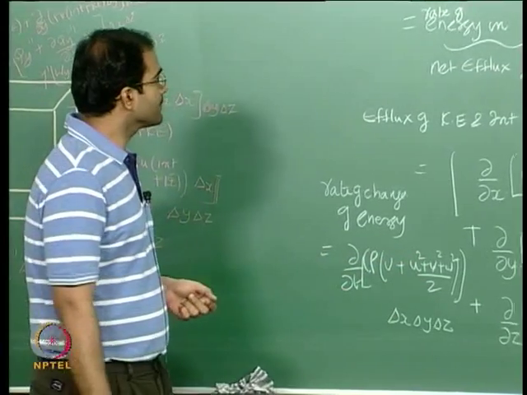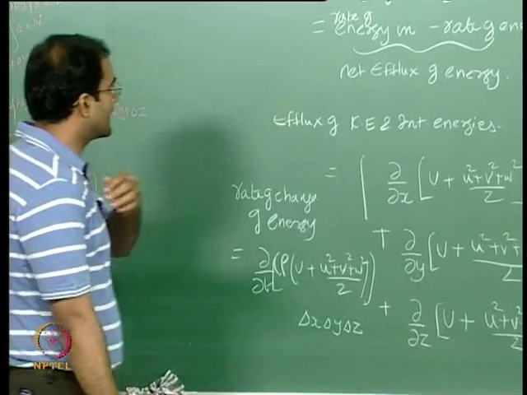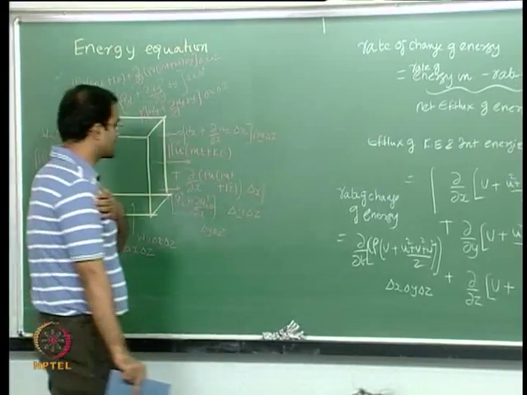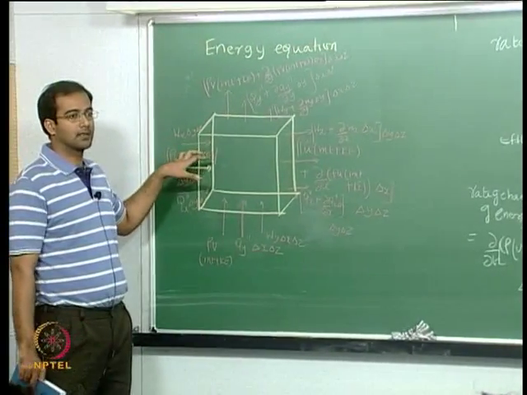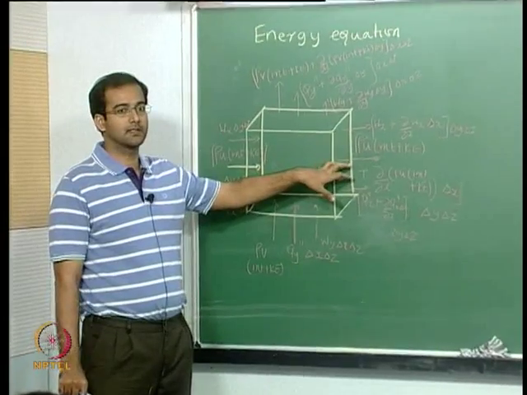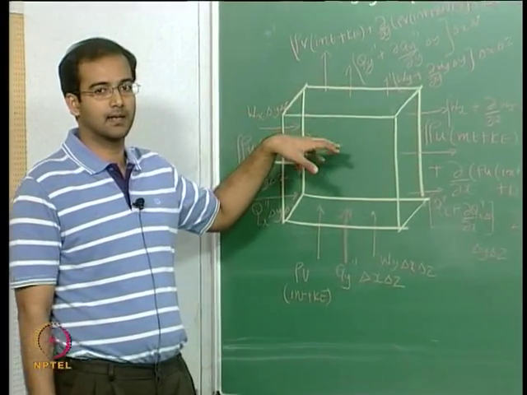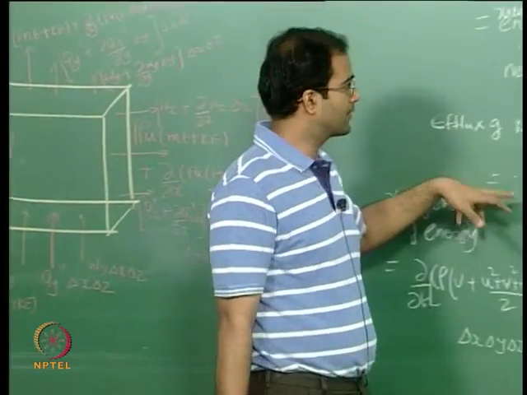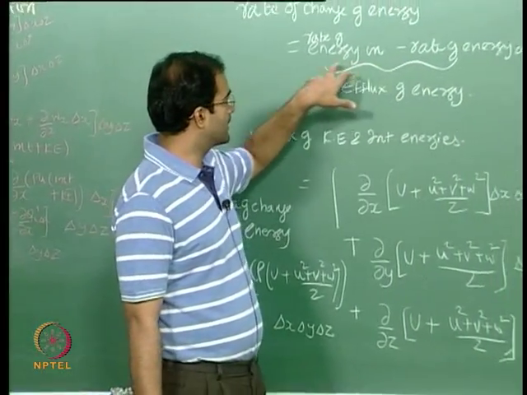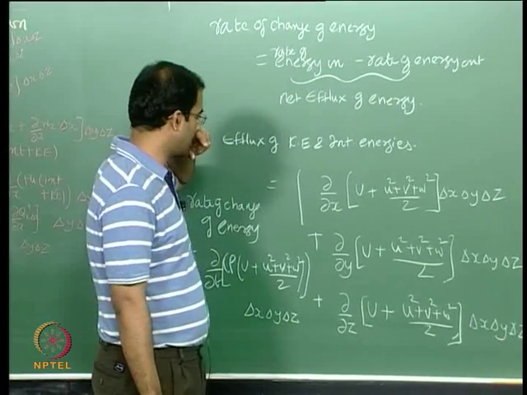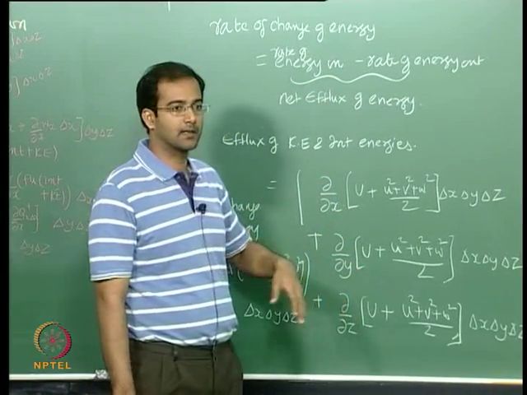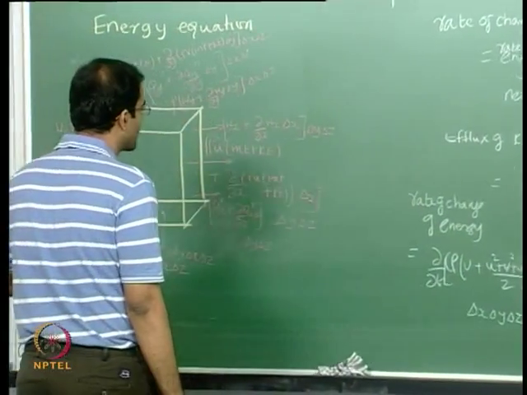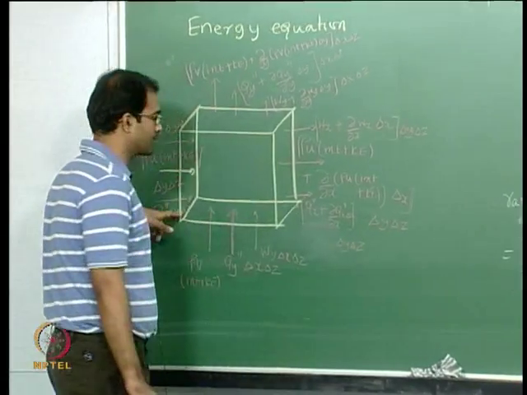Okay, so therefore if you look at the right hand side, which is the net efflux of energy, we have to balance the energy which is coming in from the left boundary minus the one which is leaving, and similarly in the y and the z directions. If you do that and expand by Taylor series, rate of energy in minus rate of energy out, you end up with these three terms which we have written down last time. So similarly, we can also express the flux of heat as well as the work.